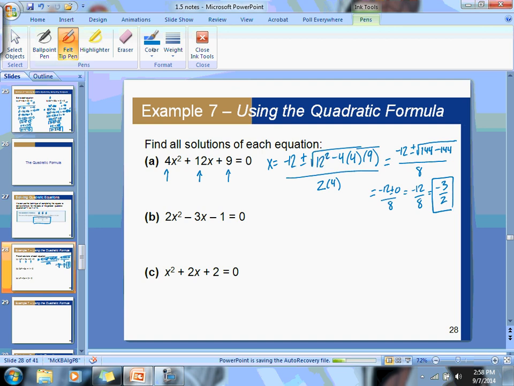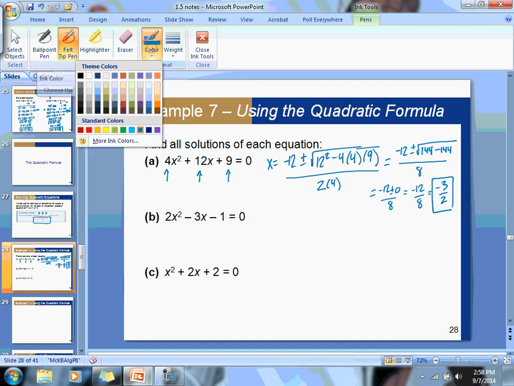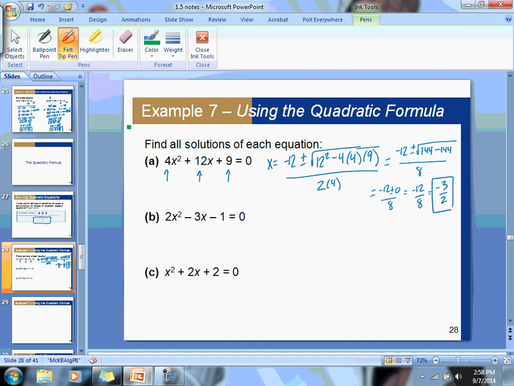And I'm actually going to switch colors here, so that way all our work won't blend together. For part B, I have 2x squared minus 3x minus 1 equals 0. So in part A, we had all positive numbers. Here I have a negative value for B and a negative value for C now. But we're still going to substitute in like we did before. Let me start my work over here a little bit.